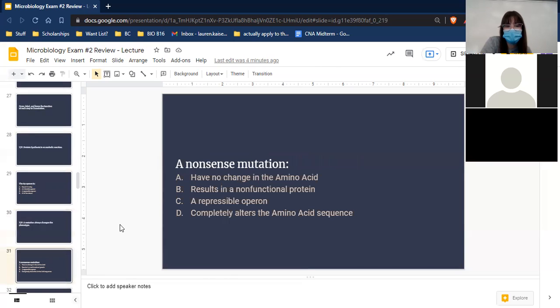Darn it. All right. So a nonsense mutation. This is where I think there might be a little bit of trouble. It was a long time ago, but let's try it out. A nonsense mutation, what does it do?